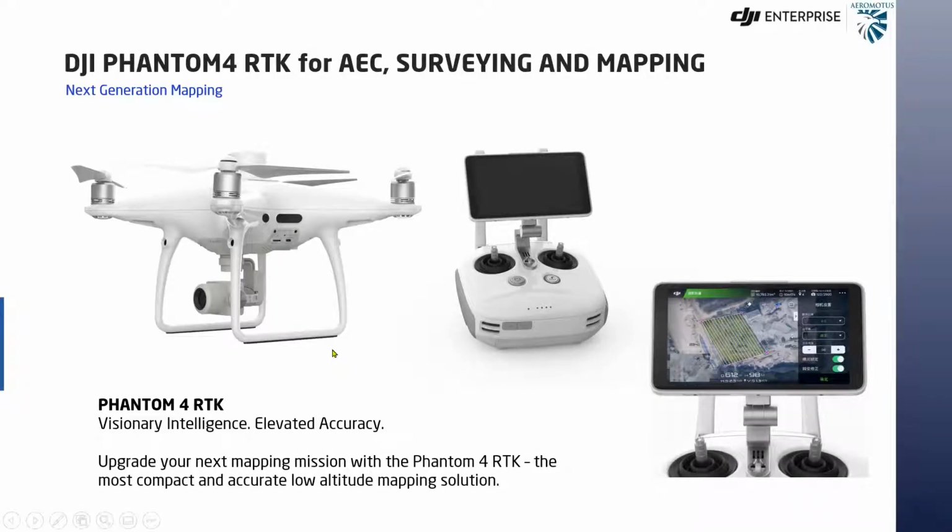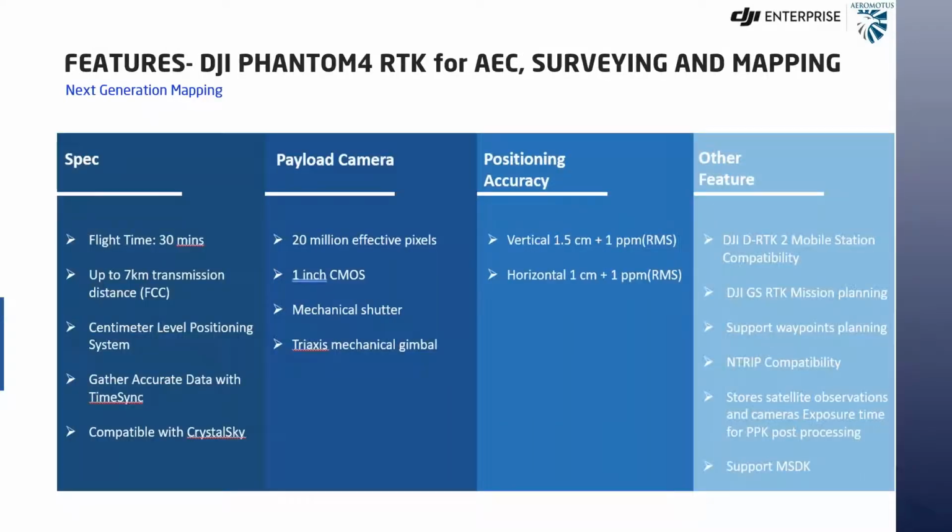Lastly, the Phantom4RTK, which is most commonly popular among most of the survey and AEC field, is able to generate the same level of accuracy. It's just the difference in endurance and the specs of the unit. It's got a flight time of 30 minutes. It can go up to 7 kilometers in FCC, with centimeter level positioning. It's able to gather data by time sync, which is the specs coming in the Phantom4RTK.